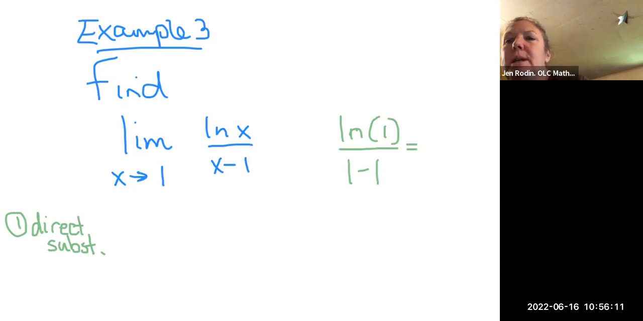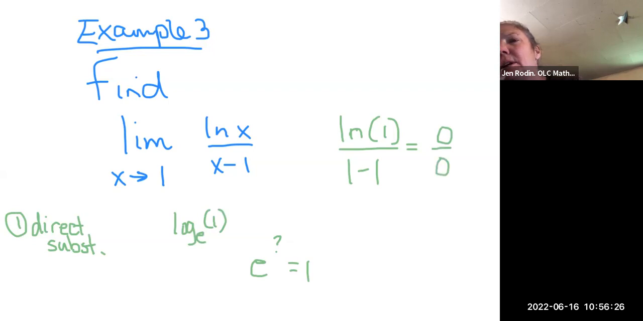natural log of 1 means e to the what power equals 1. Natural log is a log base e. So e to the 0 equals 1. 1 minus 1 is 0. So there's another indeterminate. So it's no good. And we can't say that equals 0. And we also can't say it equals 1.